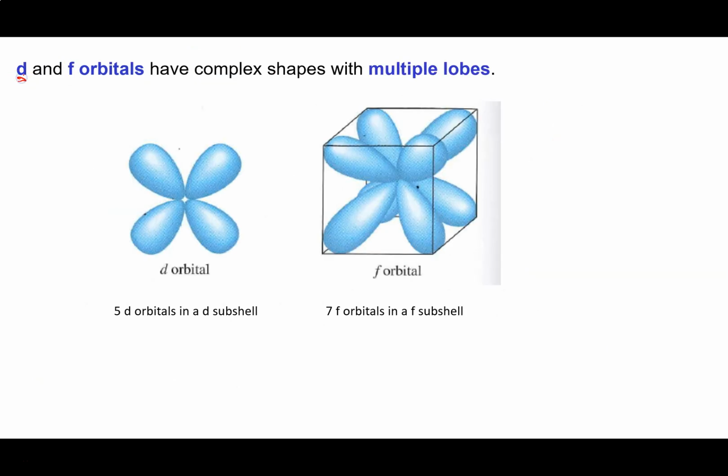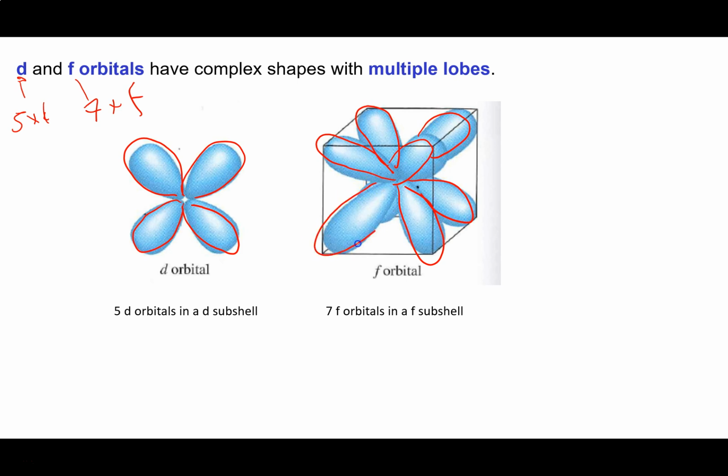Now d, there are 5 of these d orbitals, and there are 7 f orbitals that make up an f subshell, and they're pretty complicated shapes. The d orbitals typically have this sort of 4-leaf clover shape, so they're kind of like 2 p orbitals pushed together, and then f orbitals normally have at least 8 lobes that are quite complex in their orientation.